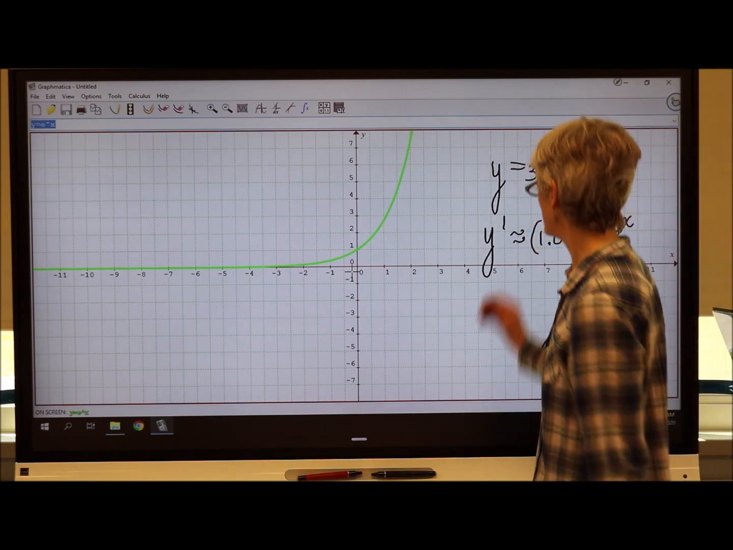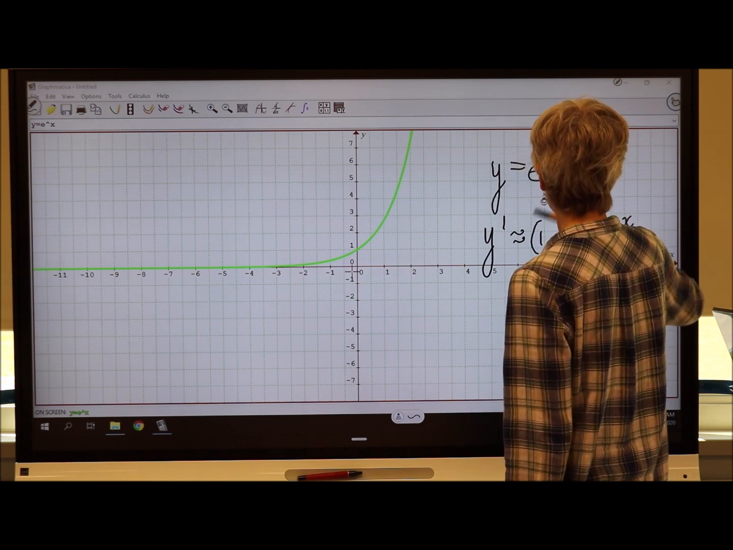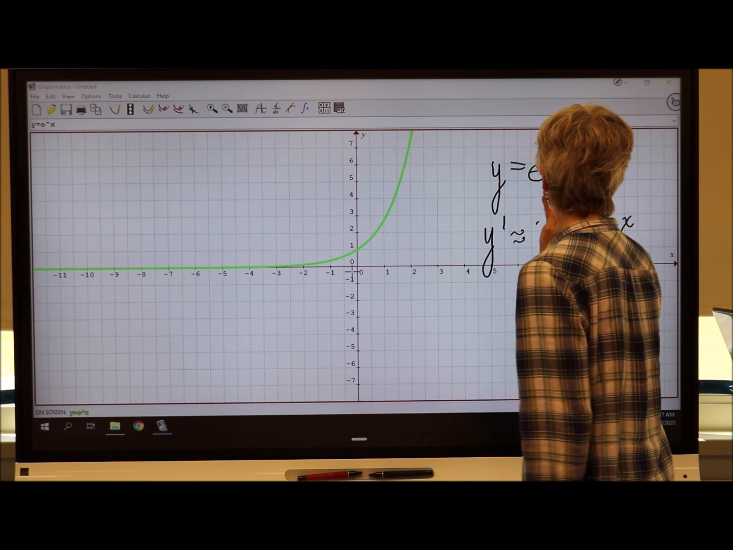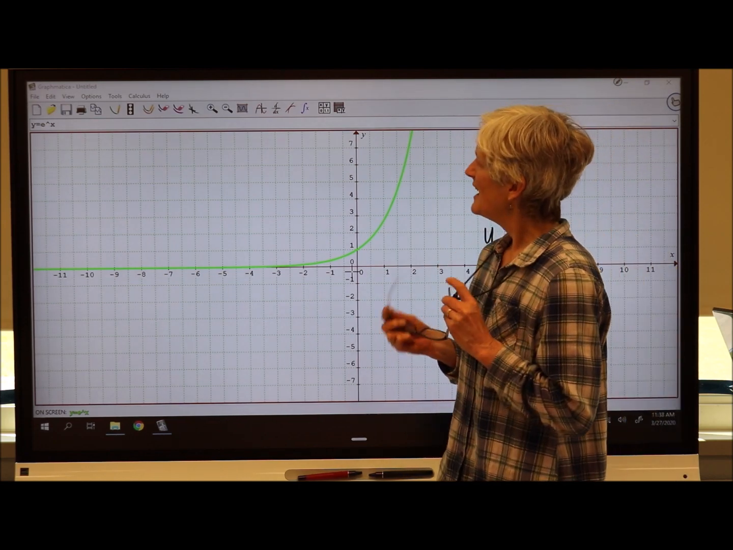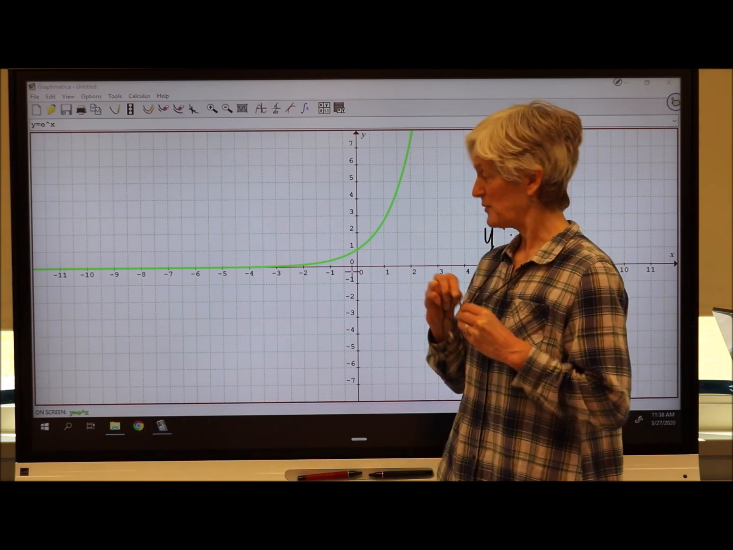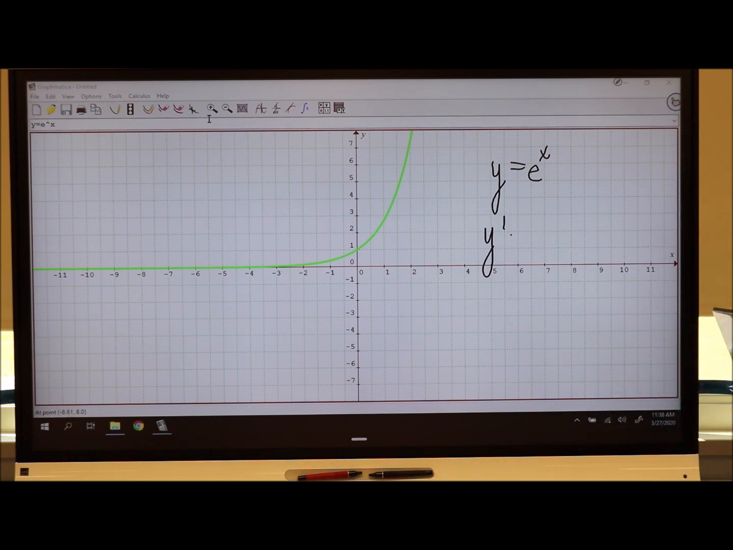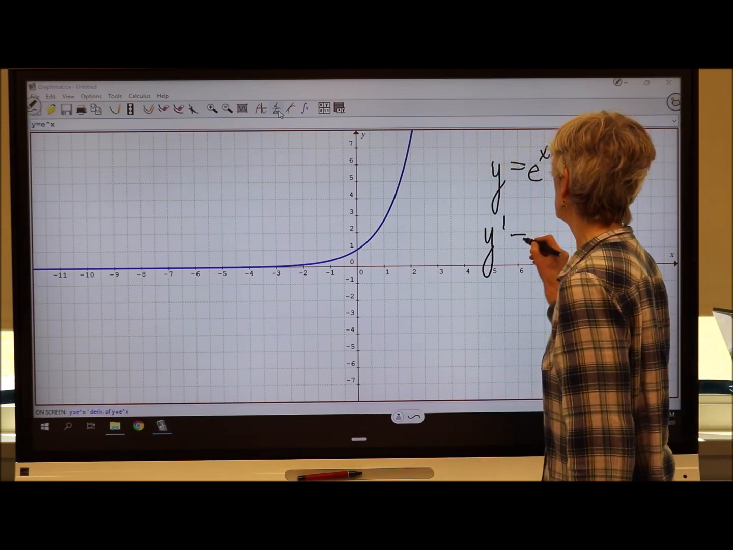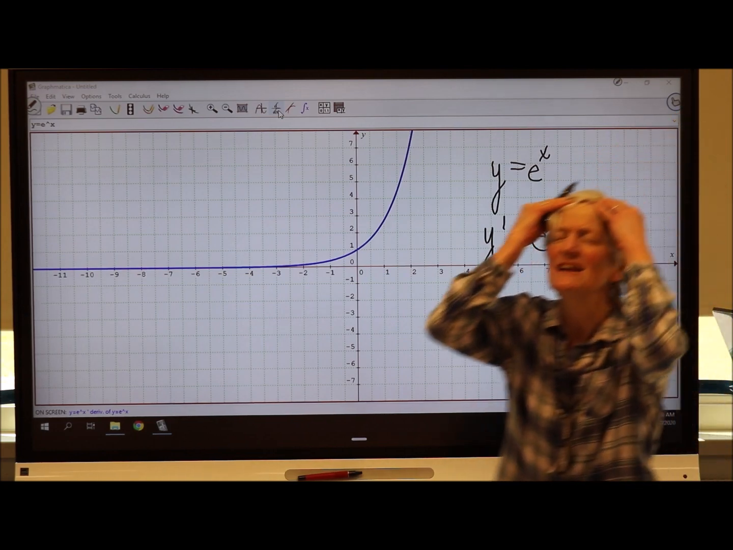Y equals e to the x. This is just kind of mind-boggling to me. Y equals e to the x is an amazing example of exponential growth because its derivative is, drum roll please. Wait a minute. Derivative again, drum roll please again. Oh my gosh. The derivative of e to the x is e to the x. That is mind-blowing.